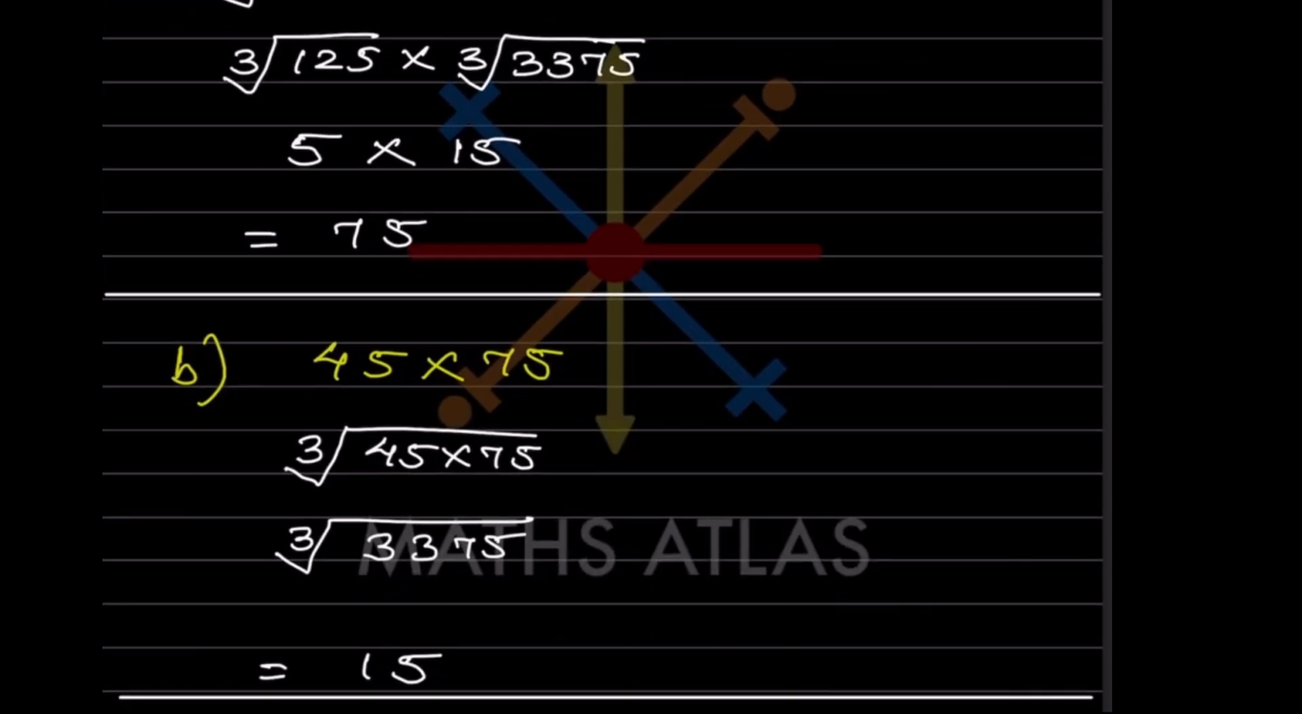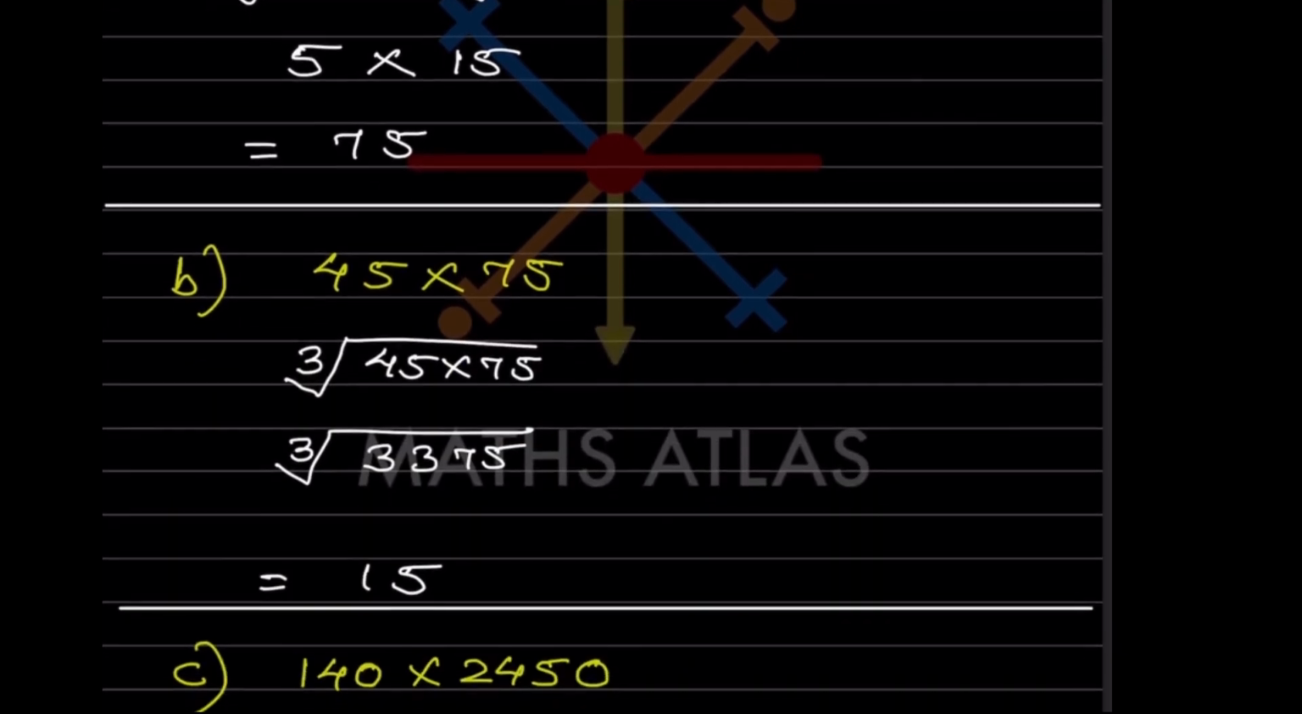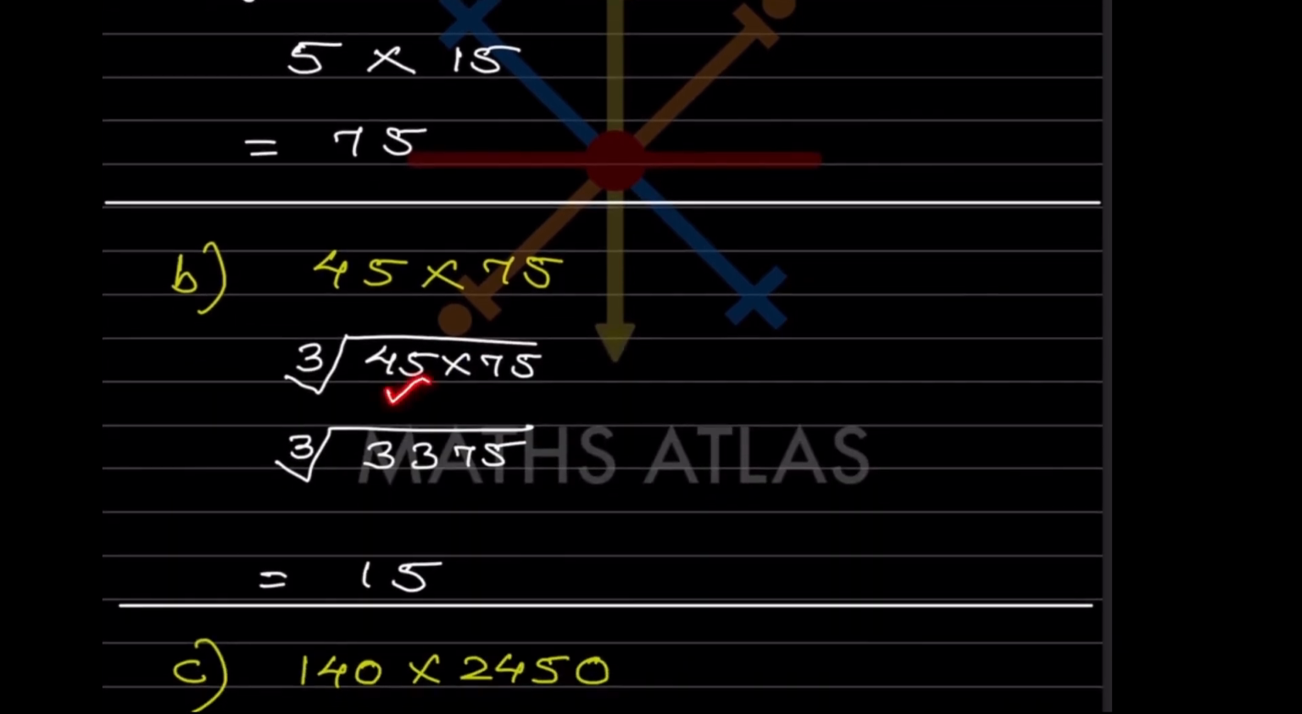Again now you will see for this number. What you can see in this case, first you will write the cube root of the same thing over here. But now you can see we are not going to separate this number. Here it was possible. Why did we separate here? Because it is easy to find the cube root directly for 125 and for 3375. That is, we get the cube root of that one. But here it's not possible for 45 and 75.